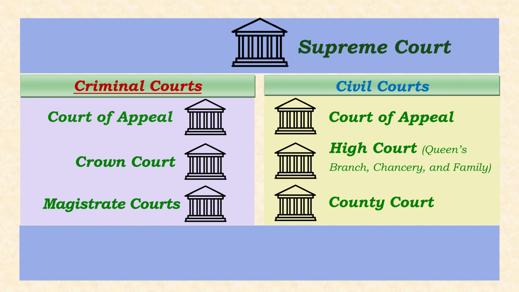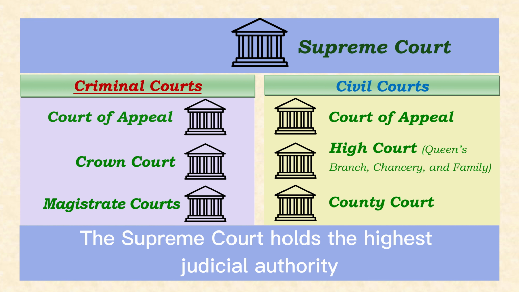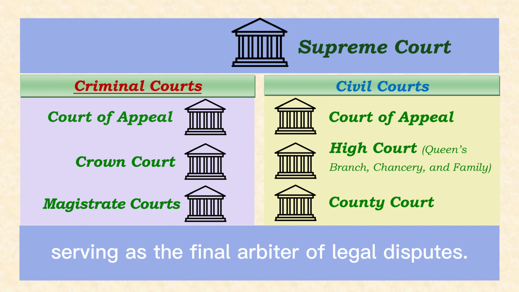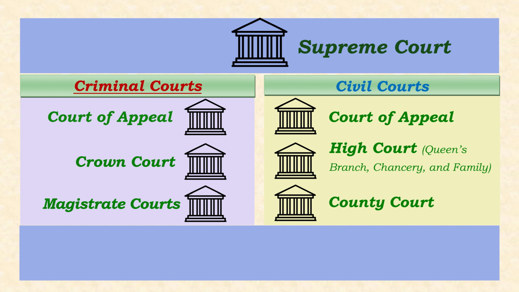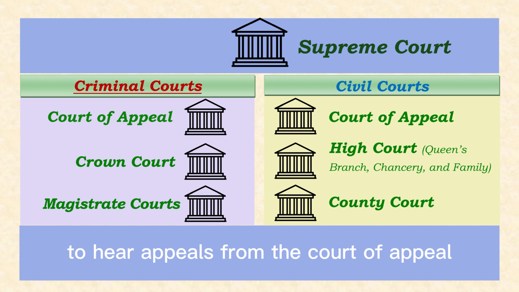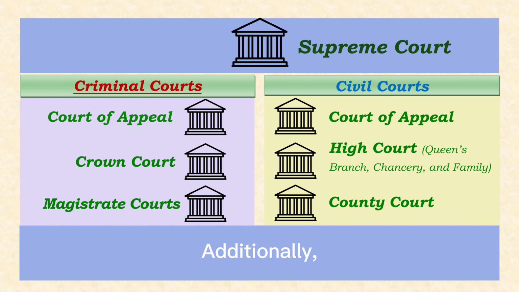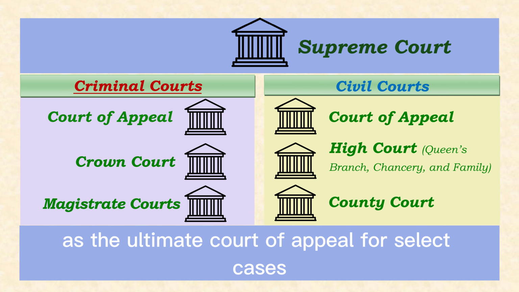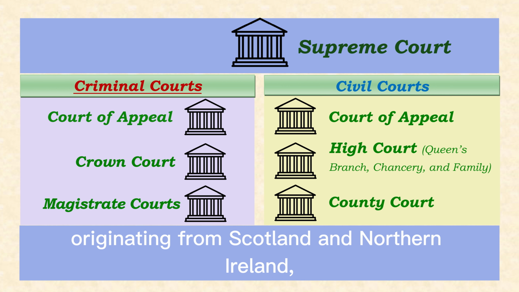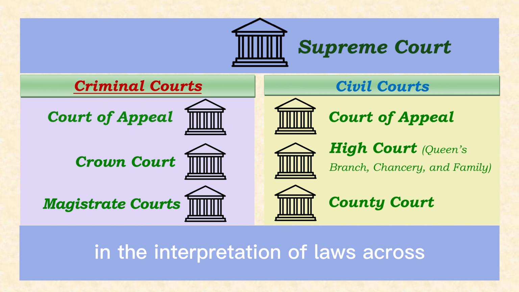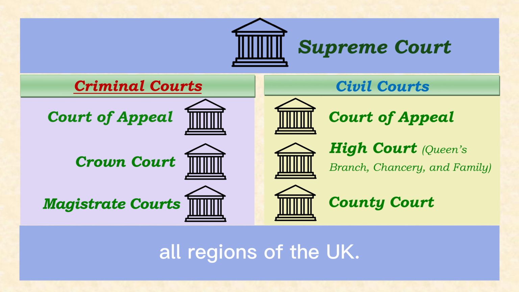Supreme Court. The Supreme Court holds the highest judicial authority in the United Kingdom, serving as the final arbiter of legal disputes. It has jurisdiction to hear appeals from the Court of Appeal, as well as other lower courts across the country. Additionally, the Supreme Court serves as the ultimate court of appeal for select cases originating from Scotland and Northern Ireland, ensuring uniformity in the interpretation of laws across all regions of the UK.